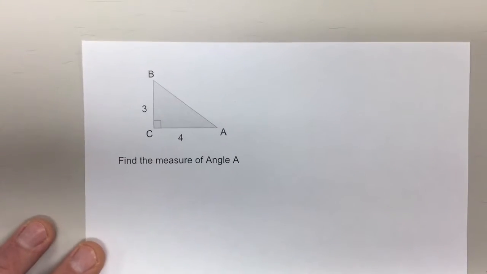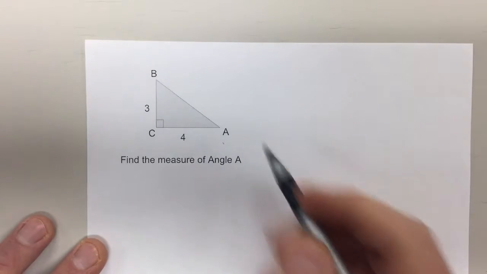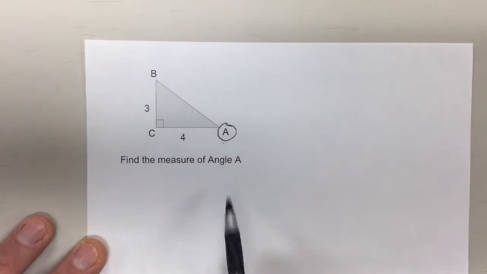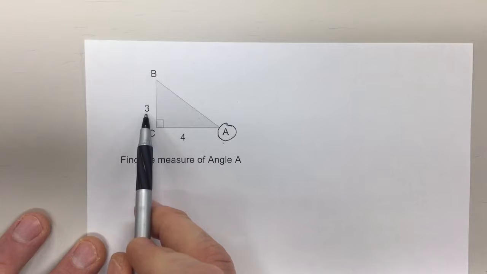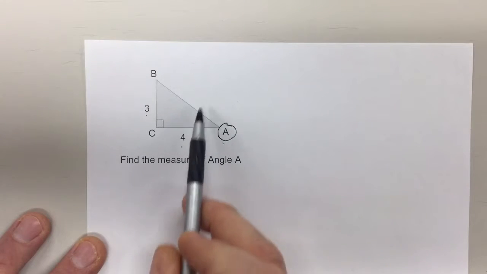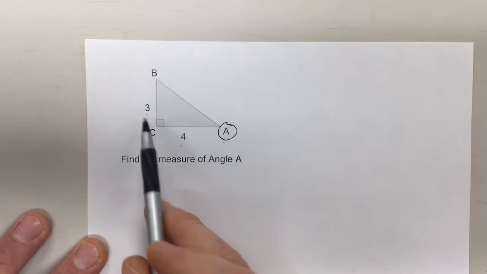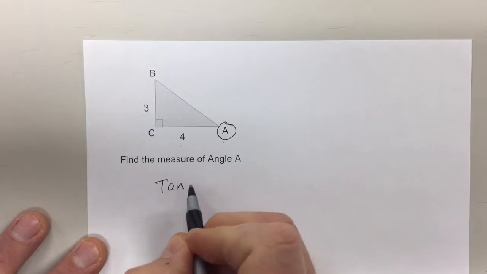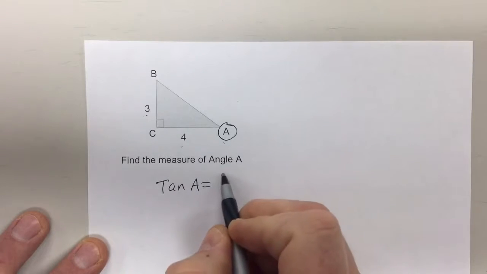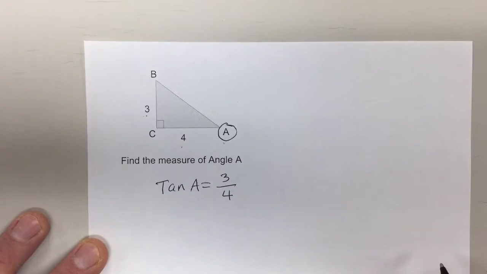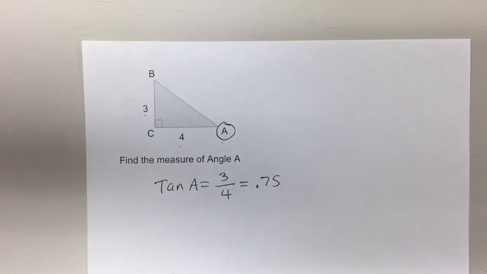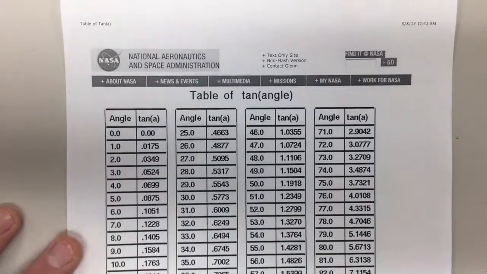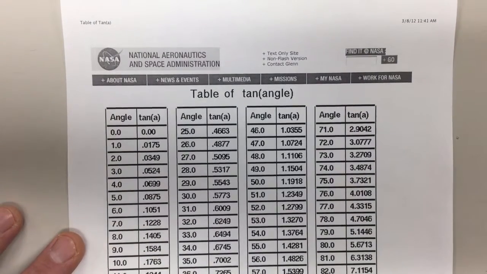For our third example, I want to find the measure of angle A. Again, I survey the triangle and decide which two sides I have. Well, I have the opposite and the adjacent sides. Notice I'm not given the hypotenuse. Opposite and adjacent suggests tangent. And tangent of A is opposite over adjacent. Divide the fraction. 3 divided by 4 is 0.75. Since I'm using tangent this time, I need the chart for tangent. And I'm looking for 0.75.